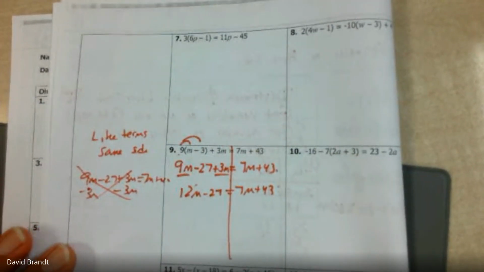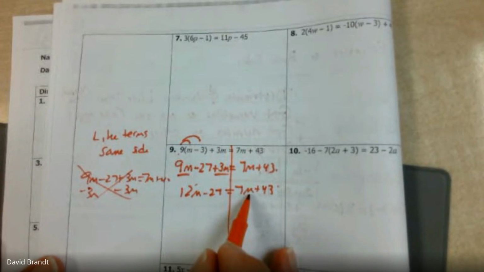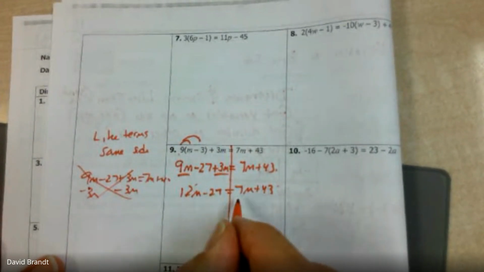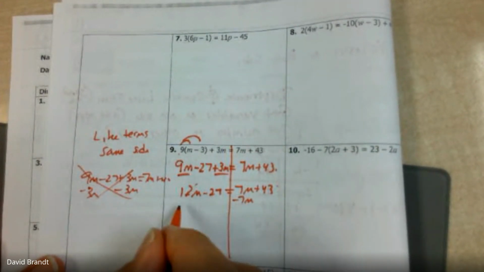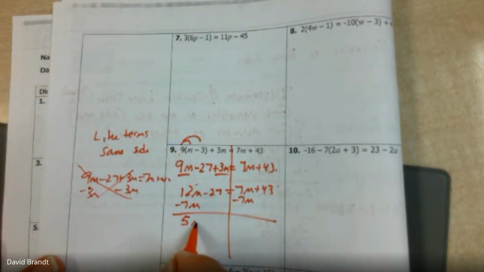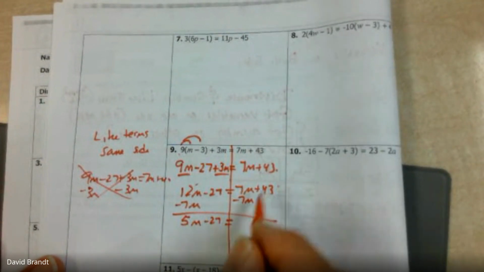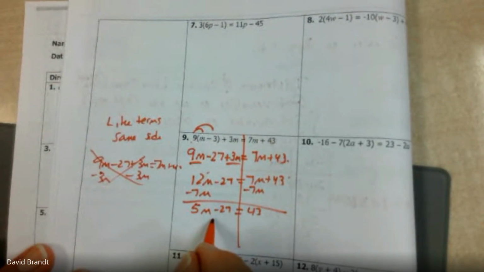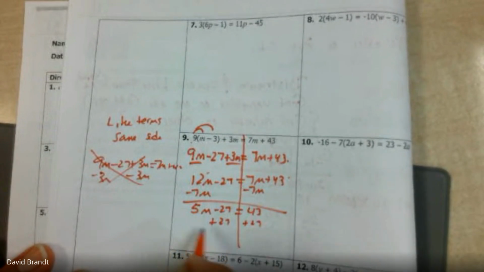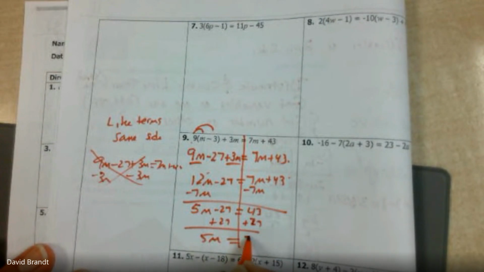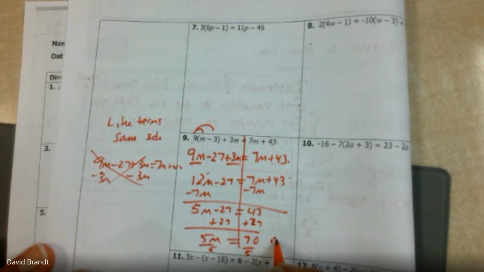Now you want to do the opposite because now I need to get this 7m together with this 12m, and it has to cross over the wall. So subtract 7m, subtract 7m. All right, get the variables together. 5m minus 27 equals, bring down your 43. Now it's a two-step equation. You can solve that in your sleep. Plus 27, 5m equals 43 and 27. That's 70. Divide by 5. 70 divided by 5 is 14.